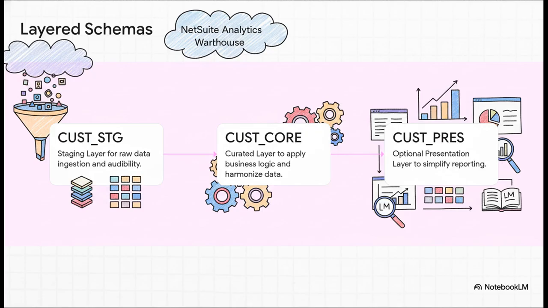Seriously, think of it like an assembly line for your data. First, the raw data lands in a staging layer. We'll call it cust_stg. Next, it moves over to a curated layer, cust_core, where we clean it up and apply all our business logic. And finally, you might have an optional presentation layer to make reporting even easier. This whole process keeps everything organized, auditable, and just way easier to manage.